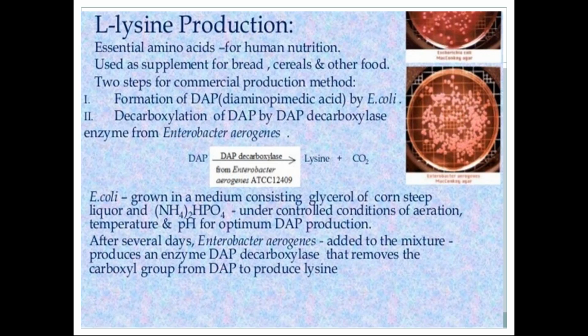Now in this slide, what you have to remember: first, the formation of DAP by the bacterium Escherichia coli, and the decarboxylation of DAP by the DAP decarboxylase enzyme. The bacterium's name is Enterobacter aerogenes. This you have to remember.